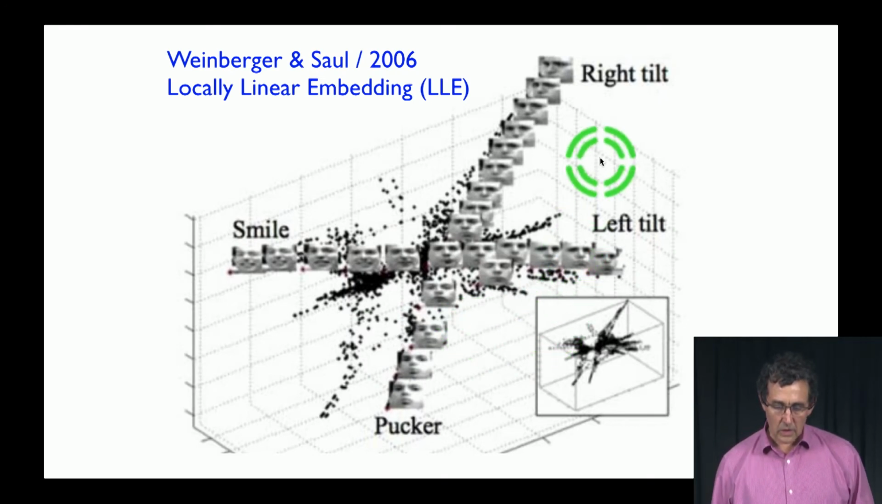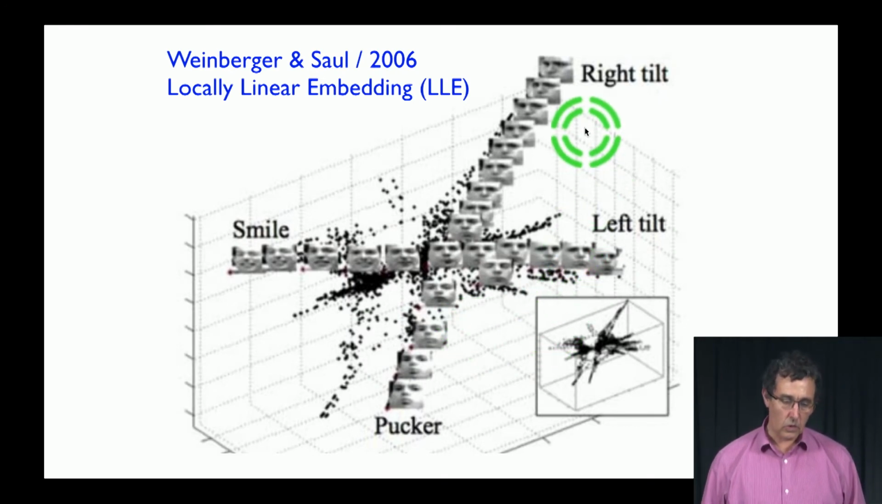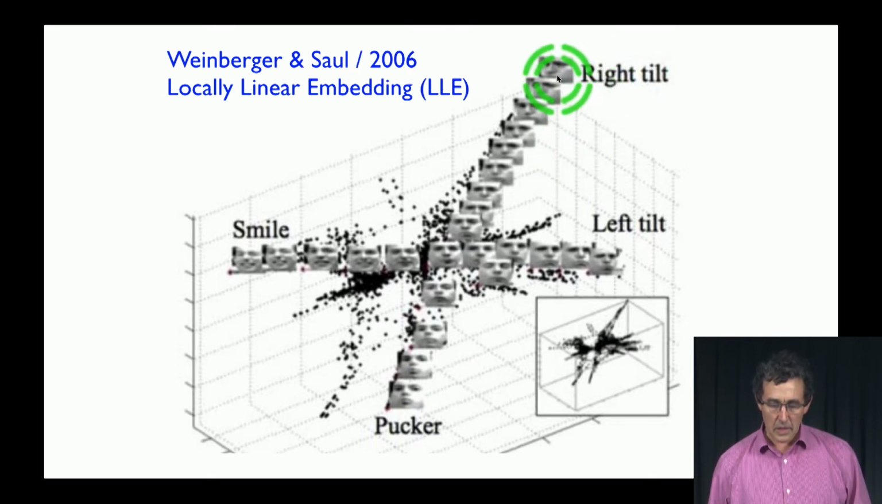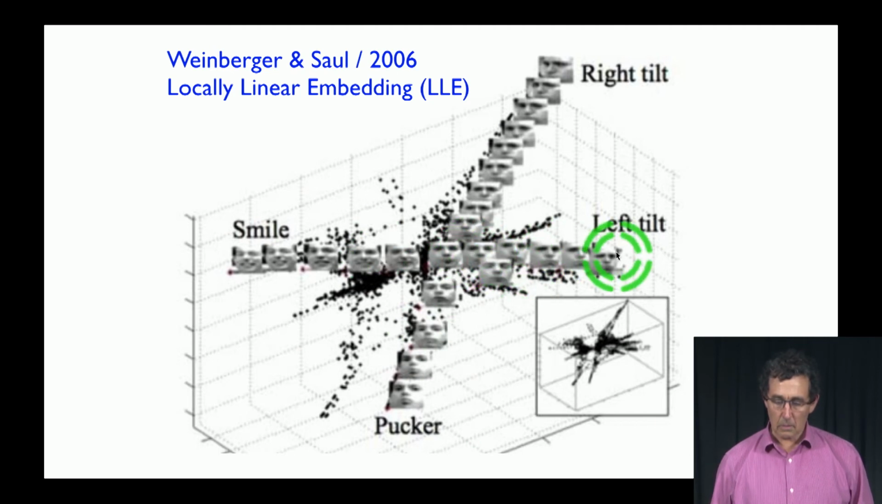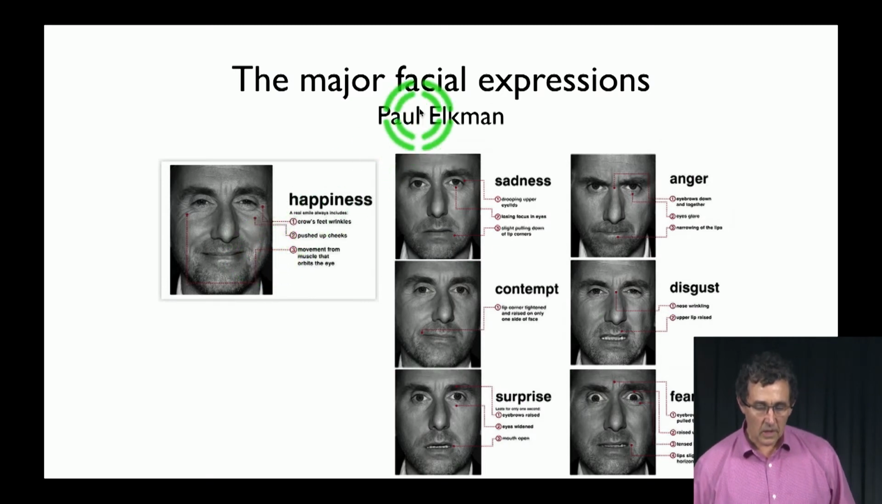Here's another work that uses a different method called locally linear embedding to identify the dimensions along which this person is making faces. In the middle you have the neutral position, and then you have here tilting to the right, making a pucker face, left tilt, smiling, and so on.